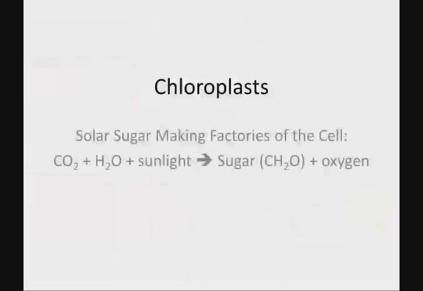Now, the chloroplasts have an equally important biochemical reaction going on. And this we call the solar sugar-making factories of the cell, right? So we only find chloroplasts in green plants. And here we're going to see CO2, carbon dioxide, plus water plus sunlight gives us sugar and oxygen. And if you've really been paying attention, you're going to see now that these 2 reactions, cellular respiration and photosynthesis, are kind of opposite of each other. We'll look at that more in just a second.